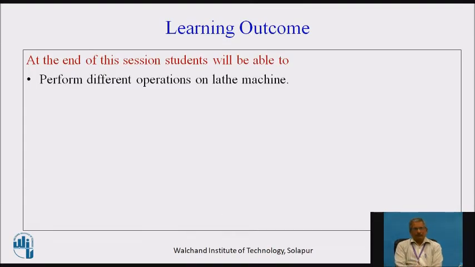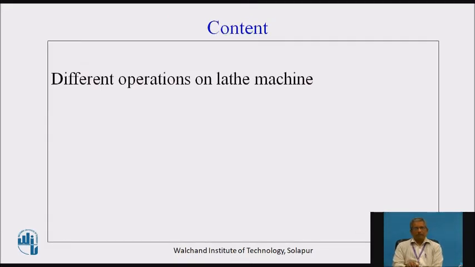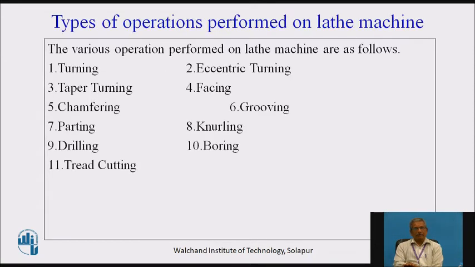At the end of the video, the students will be able to perform different operations on a lathe machine. So the different operations on a lathe machine are: one, turning, eccentric turning, taper turning. These three are the parts of turning, or types of turning. Then facing is one more type, chamfering, then grooving, parting, knurling, drilling, boring and thread cutting.